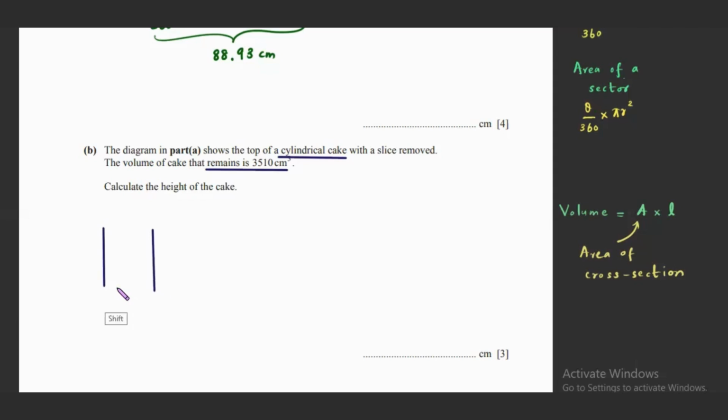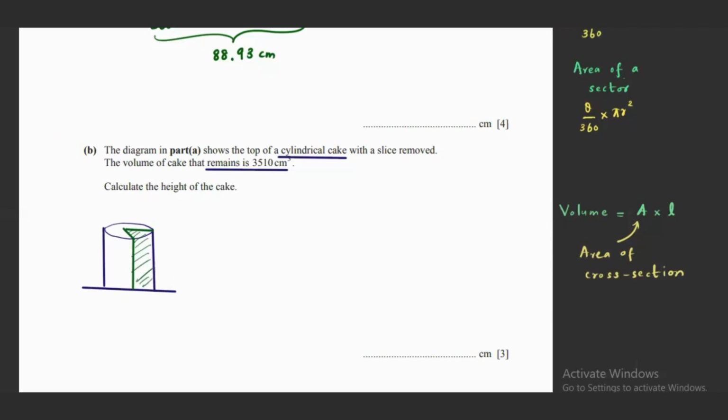So first I'm going to draw a small diagram. So this is how the cylindrical cake was at the beginning. Then a slice from this cake is now removed. So this part is no longer there. So I can just get rid of that line and mark it like this. This portion is not available.